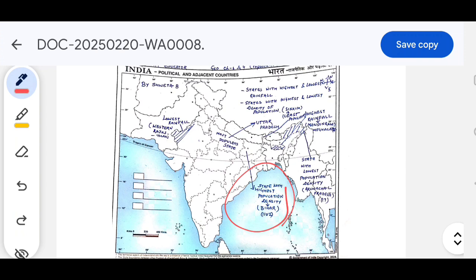And second, we talk about the lowest population density, that is in Arunachal Pradesh. It is here, the lowest population density mentioned here. Okay, this is the state, and this is how I have written it so that it is clearly visible.